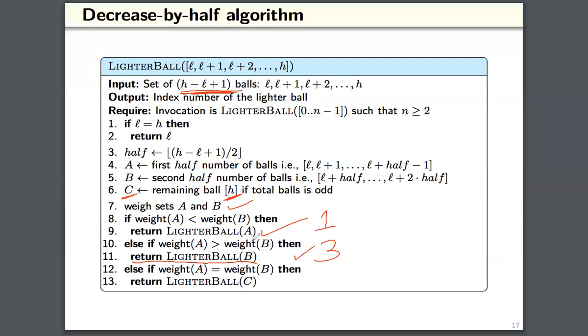Else, if weight of A is equal to weight of B, then of course there should be an odd number of balls. If it is even, it is impossible to have weight of A equal to weight of B, because we know for certain that there is a lighter ball. You return lighter ball of C.